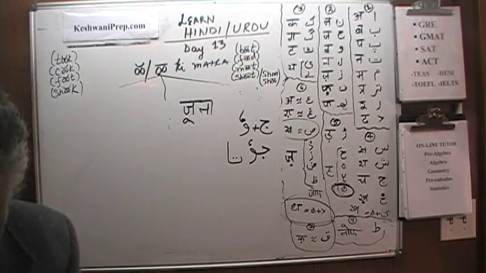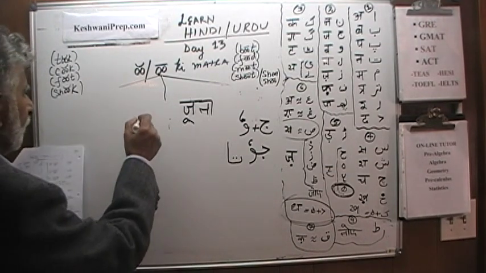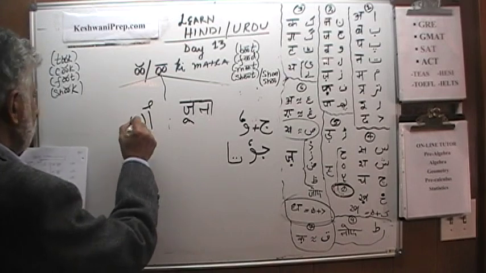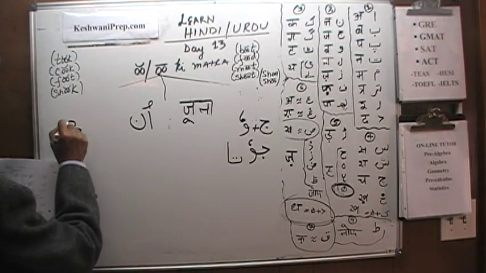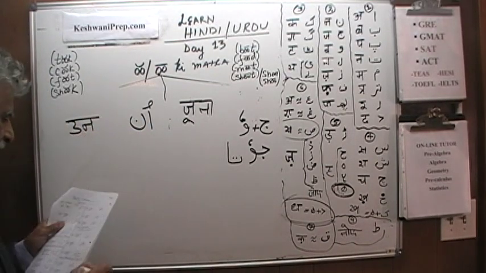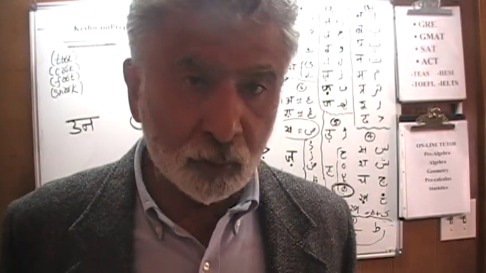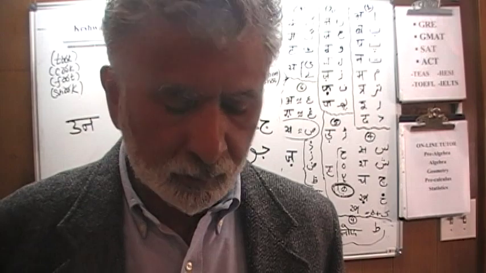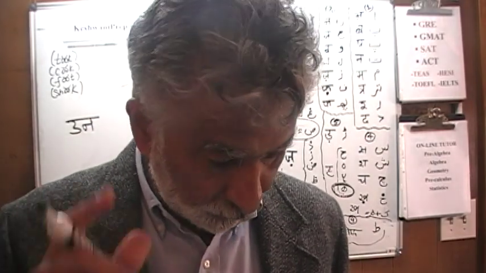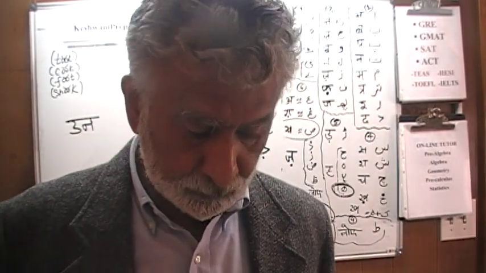Let's do one more pair. Un as in him or her. Unko de rahe, unse baat kare. Unko bulaye, call him, call her. Unse baat kare, talk to him, speak with her. Un.